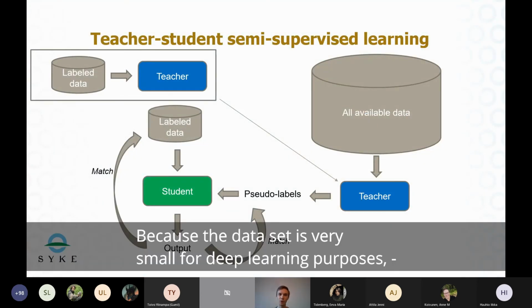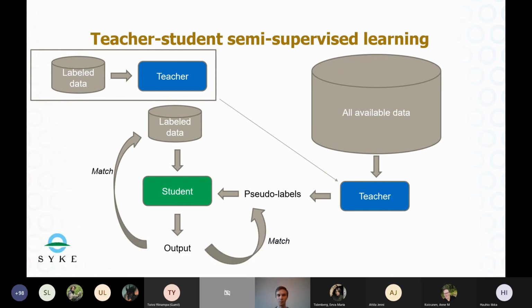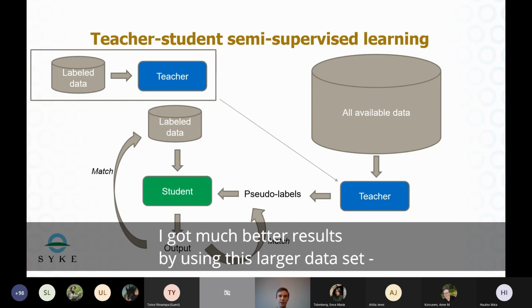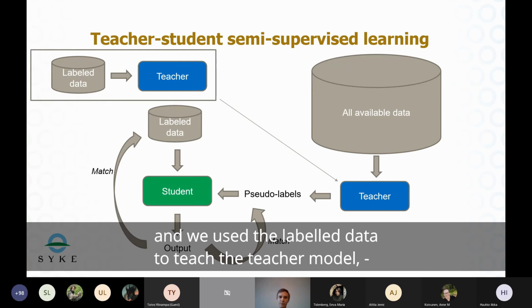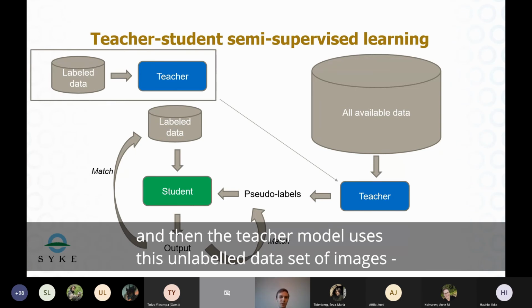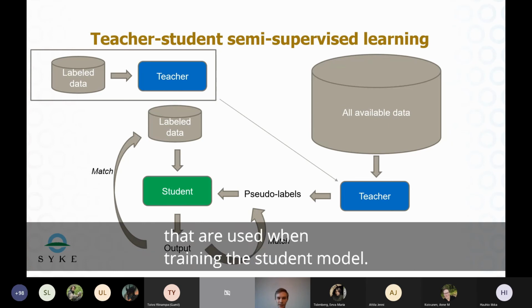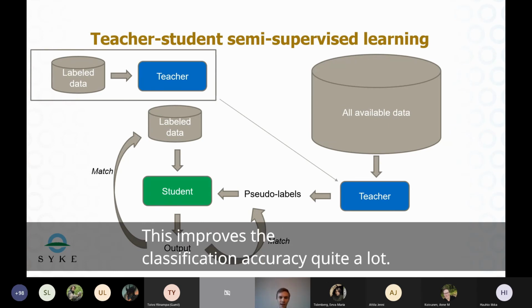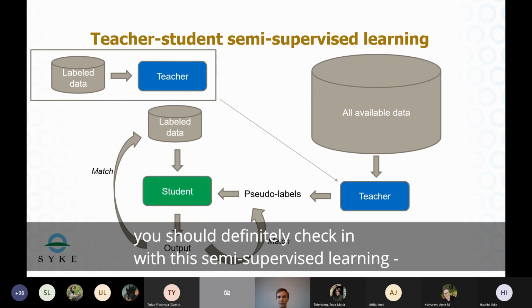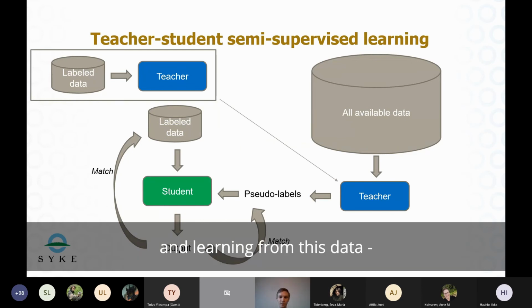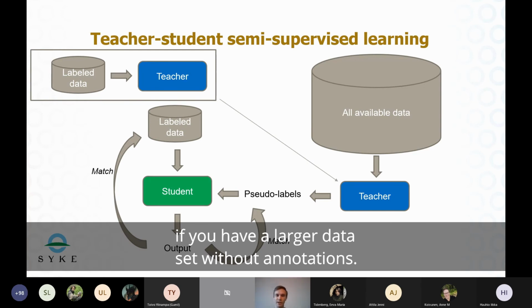Because the dataset is fairly small for deep learning purposes, I got much better results by using a larger dataset that was randomly collected from Lapland without labels. We use the labeled data to train a teacher model, and then this teacher model uses the unlabeled images to produce pseudo labels that are used when training the student model. This improves the classification accuracy quite a lot. So if you have a small dataset, you should definitely check into semi-supervised learning, and learning from data if you have a larger dataset without annotations.